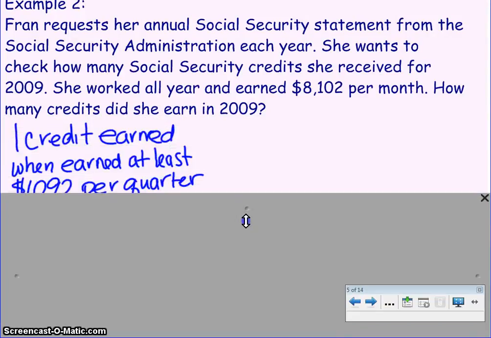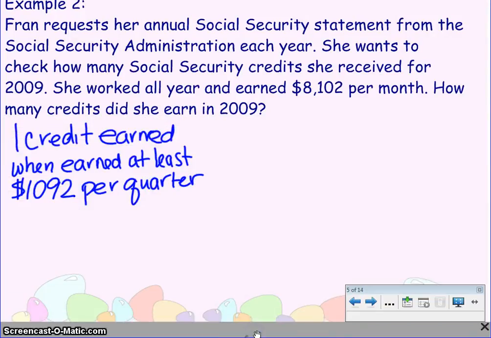Before we can answer that, we need to understand a couple of things. First off, you can earn 1 credit for each quarter, and you have to have earned at least $1,092 in that quarter to earn your credit. So we know that she worked all year and earned $8,102. If we take that and divide it by 4, we would actually get 4,000.